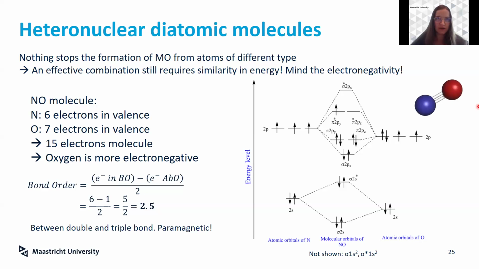The bond order here, given this disparity, is going to be 2.5. So 2.5 means that you have something between a double and a triple bond. We know that this molecule is fluctuating.